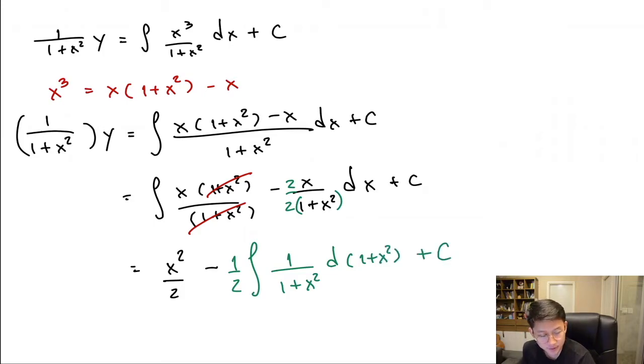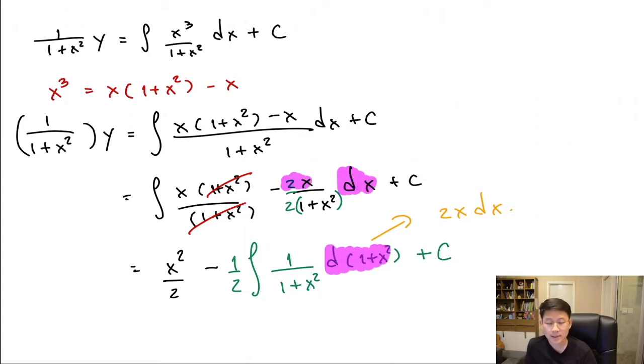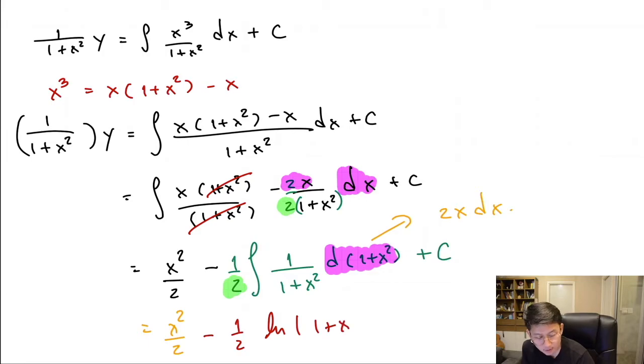Why? Guys, don't forget, d(1 plus x squared) is actually 2x dx. So this is 2x dx, so it becomes d(1 plus x squared). And you still have the 2 here. Cool. So the integral of that would be x squared divided by 2 minus 1/2 of log of (1 plus x squared) plus c. And that is the answer. Okay, that is the solution.